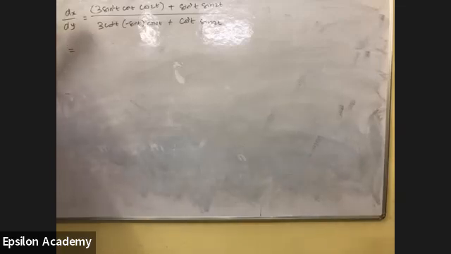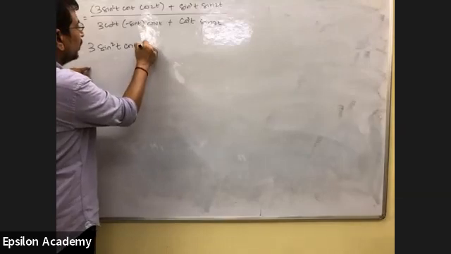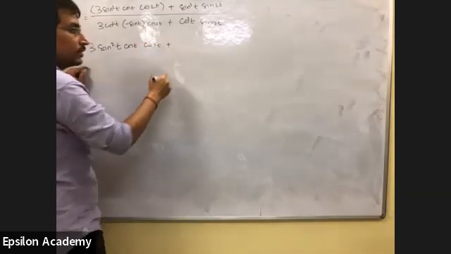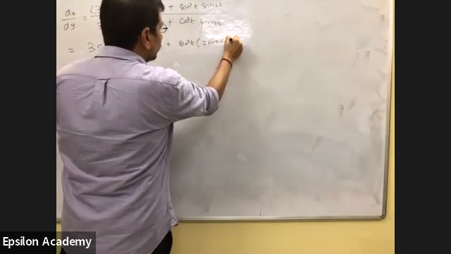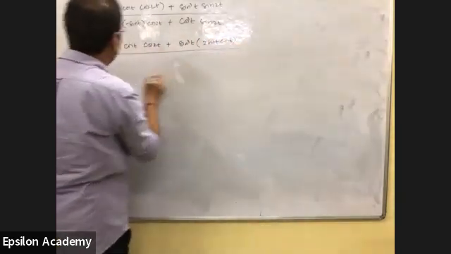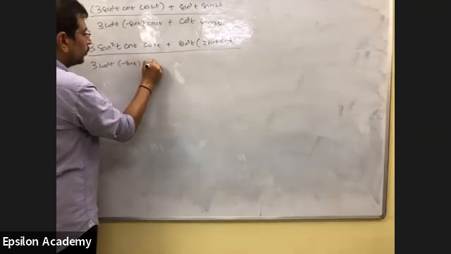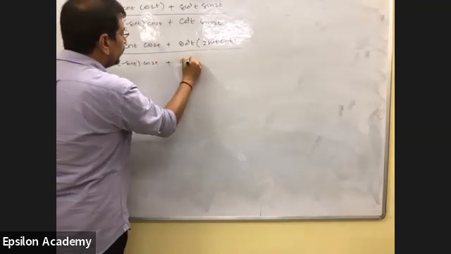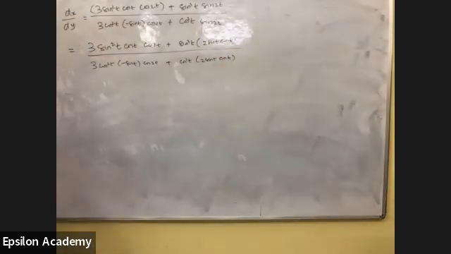Wait, let's not expand this cos 2t. Let's try to do it by writing sin 2t as 2 sin t cos t. 3 sin square t cos t into cos 2t plus sin cube t into 2 sin t cos t, divided by 3 cos square t into minus sin t into cos 2t plus cos cube t into 2 sin t cos t. Is there anything that we can take common?